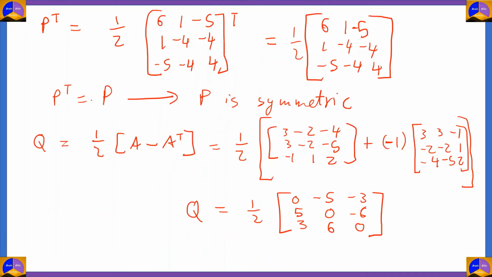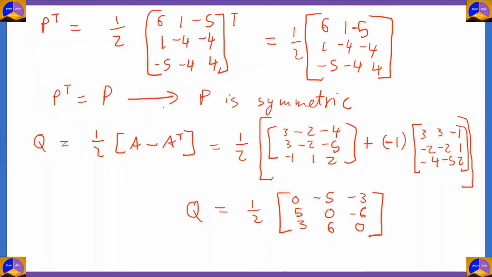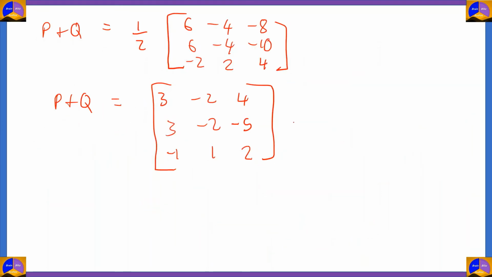But if we go back to our question, A is equal to 3, minus 2, minus 4, 3, minus 2, minus 5, minus 1, 1, and 2. And over here, P plus Q is also the same matrix. So therefore, P plus Q is equal to A. Therefore, the matrix A can be expressed as the sum of a symmetric and a skew-symmetric matrix. That is the end of our question.